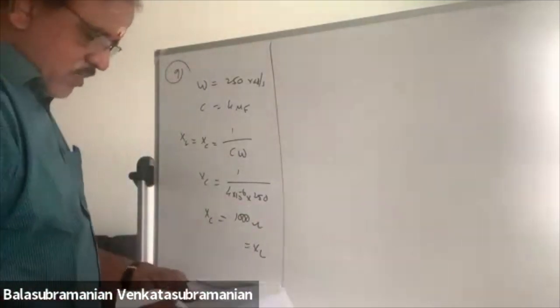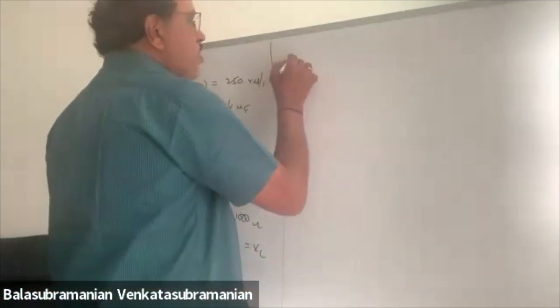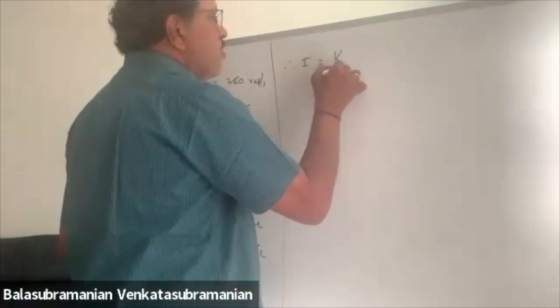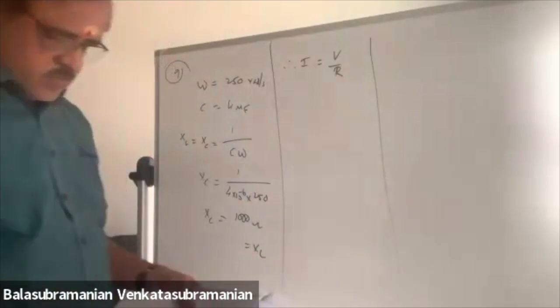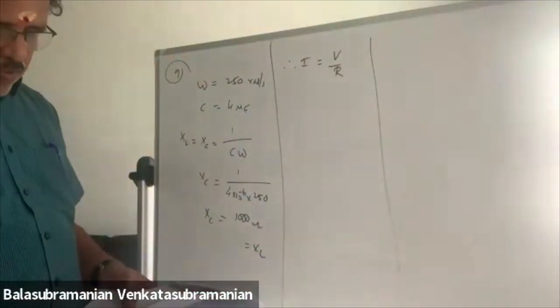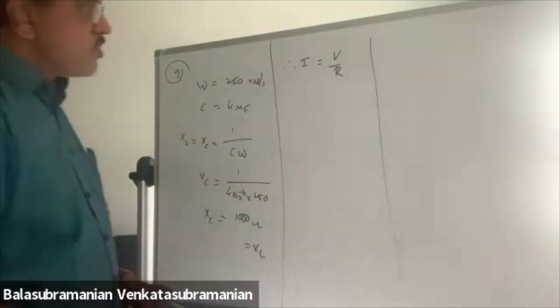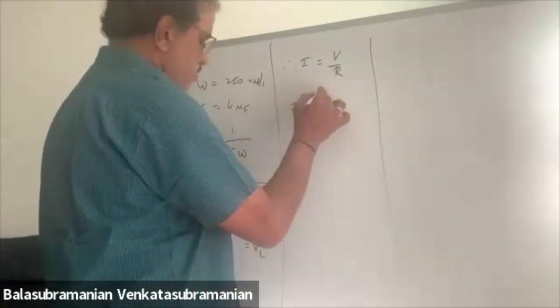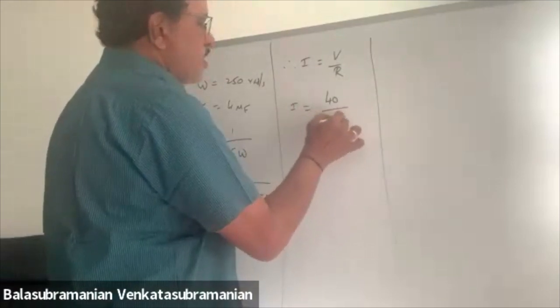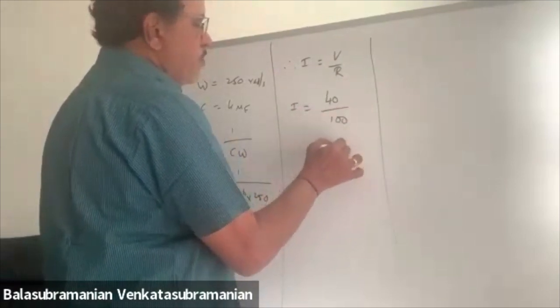Now what is the current? Therefore, I is equal to V by R. This is 40 volts. R is 100 ohms. 40 by 100, 0.4 ampere.